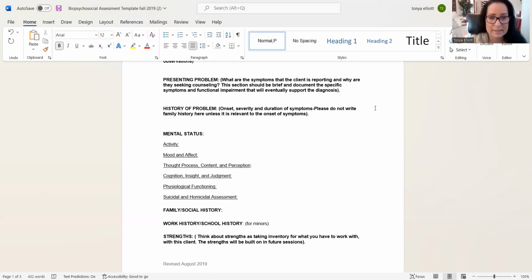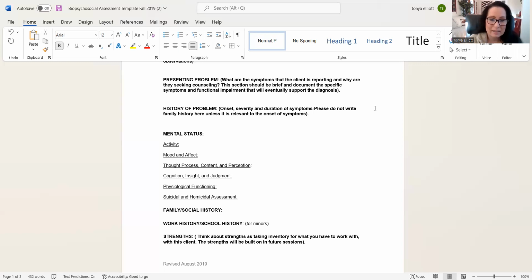Okay, so mental status. Depending on what state you're in, you may or may not be allowed to do mental status exams without your clinical supervisor being right there with you. But in most cases, you'll be able to do a mental status exam. You just will have to have your supervisor sign off on it.